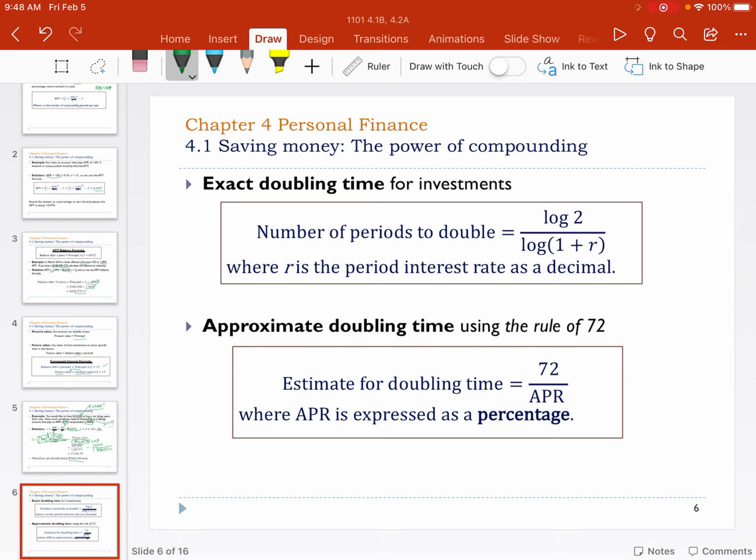Turn my pen back on. Okay, did my battery die? Nope, it's on.